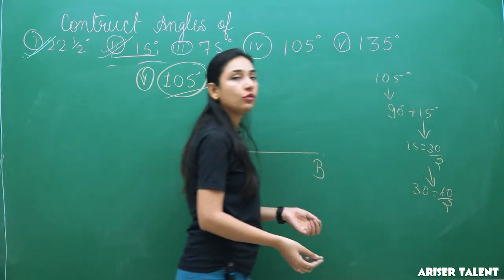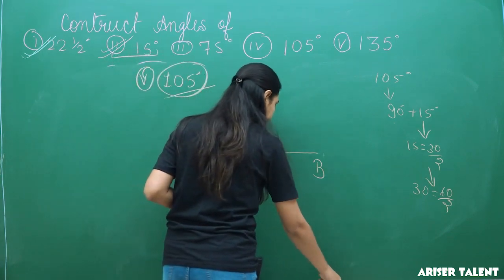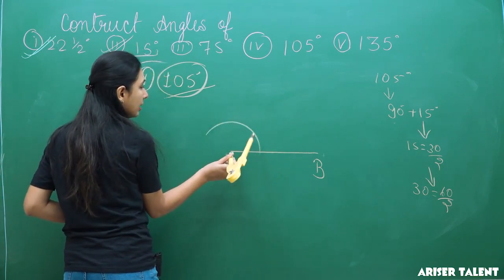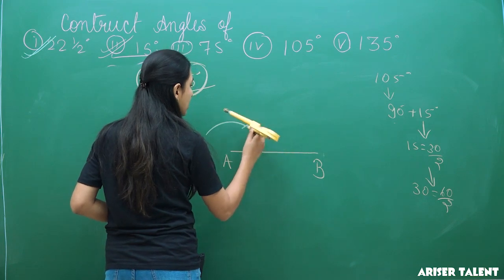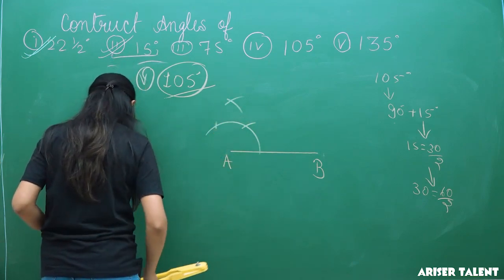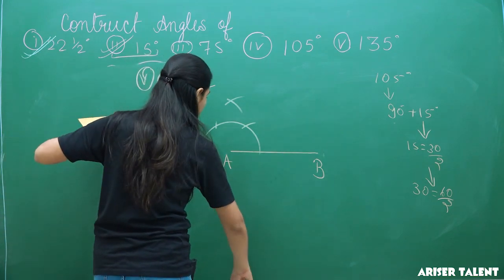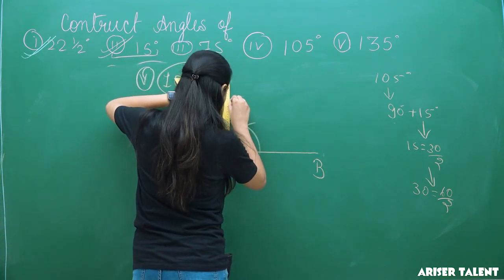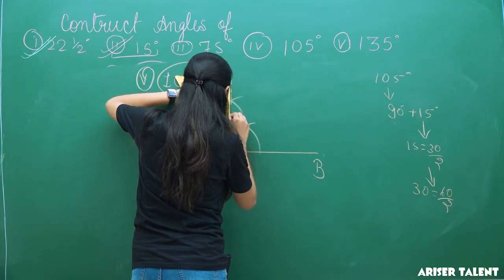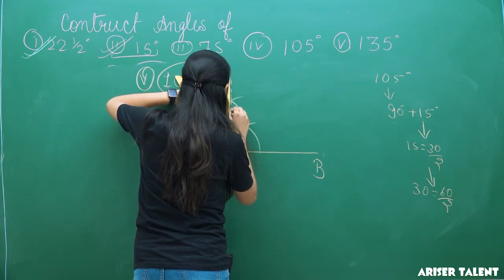I know this process. I have to make a 90 degree angle, and then I have to make a 30 degree angle. So how to make a 90 degree angle? Now it's very simple for you guys. First arc 60 degree, then arc 120 degree. I will bisect them, and that will give me a 90 degree angle. We will be using dashed lines, as I have told you.